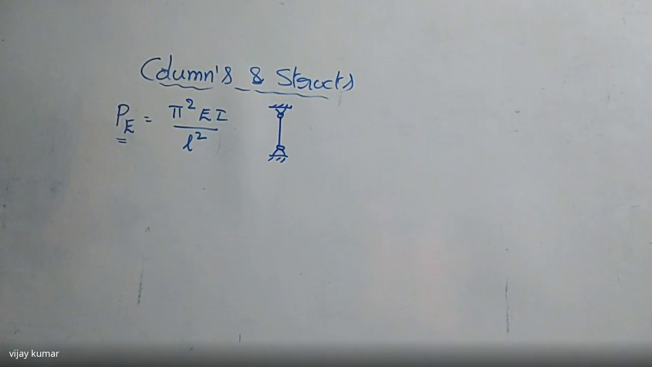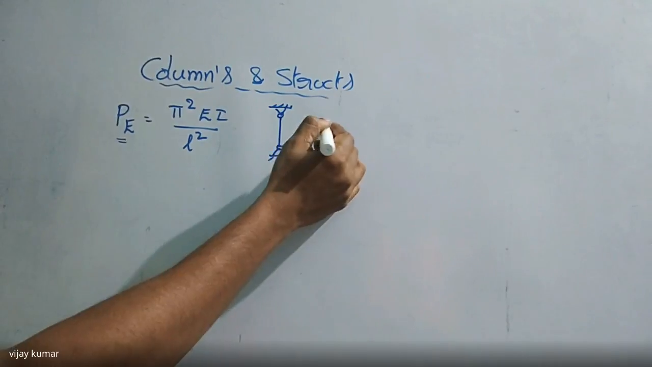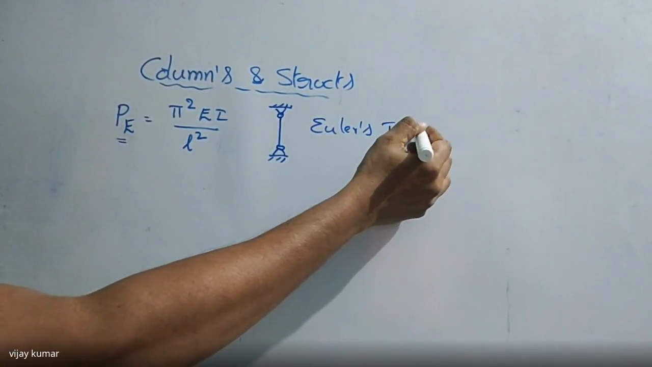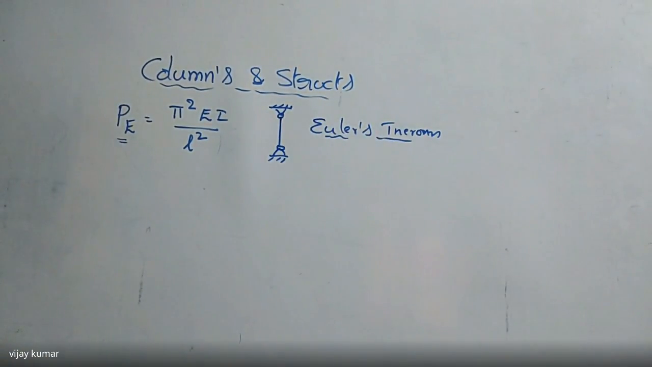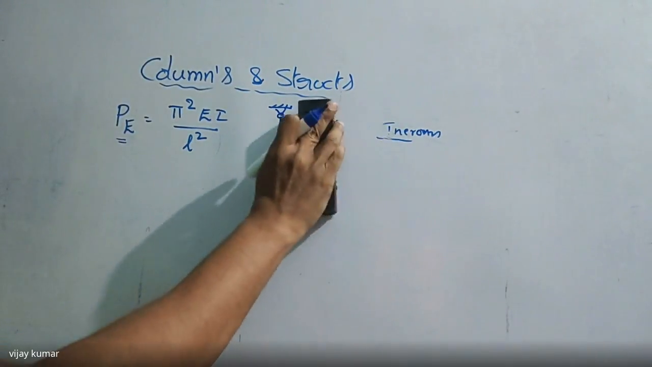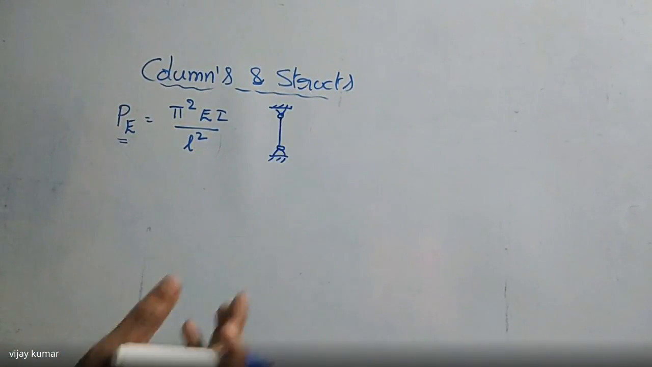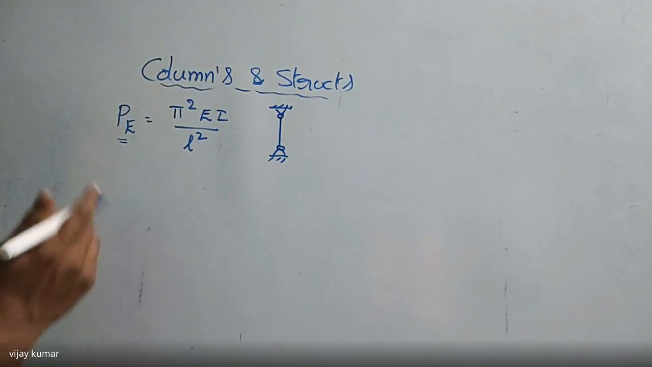According to Euler's theorem of column, we can find the critical load for different columns having different end conditions. We know that. So I will give the simple formulas of Euler's critical load for different end conditions of the column. Listen carefully here.